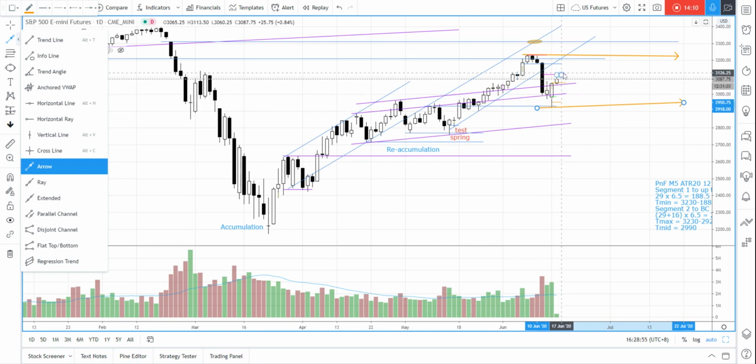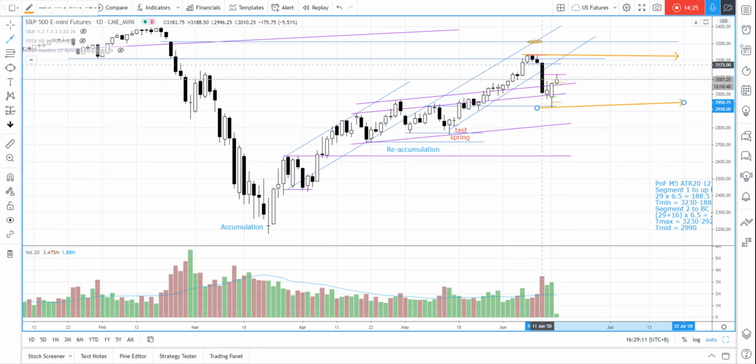So my bias was to see this up move from yesterday to at least test the supply zone, or the origin of the supply zone at 3180. So in essence, I just want to see a test of this selling bar on the 11th of June. And I think it's likely that we could see some movement to test the swing high level at 3230 if we can overcome the supply level at 3180.